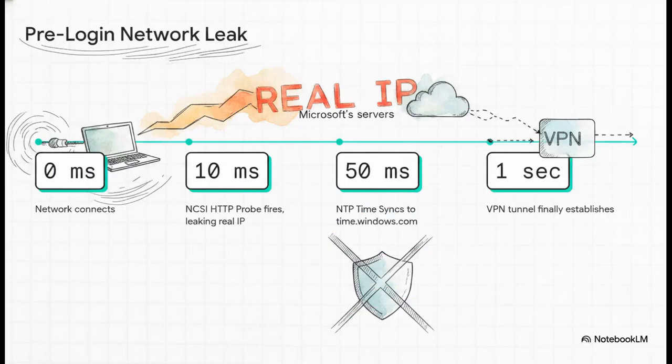The literal millisecond your network connects, that NCSI probe fires off. And because this happens in that tiny, tiny vulnerability window before your VPN tunnel can actually establish itself, your real, undisguised IP address gets leaked directly to Microsoft.